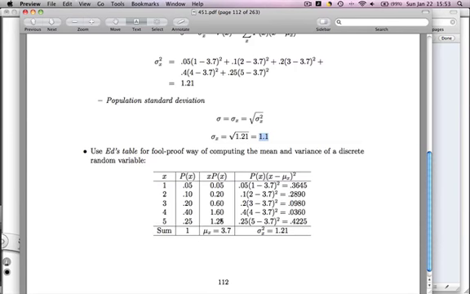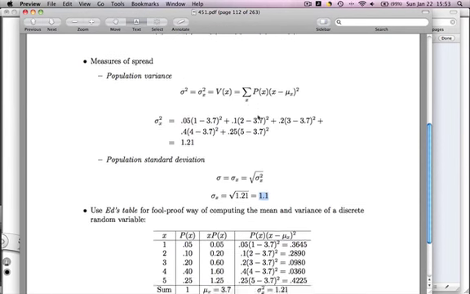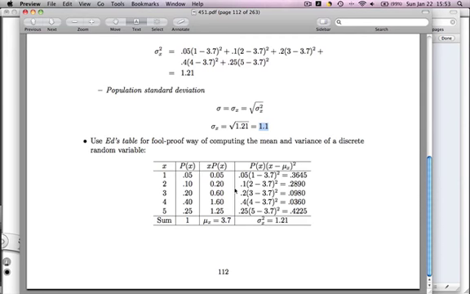Now if you add these up, you will get the mean. So just multiply across, add up, you get the mean, and so you see 3.7 is exactly what we found going directly to the formula. The variance is going to be similar. So we're going to find the squared deviation from the mean and then weight it by the probability. So we find those numbers, add them up, and you get the variance.